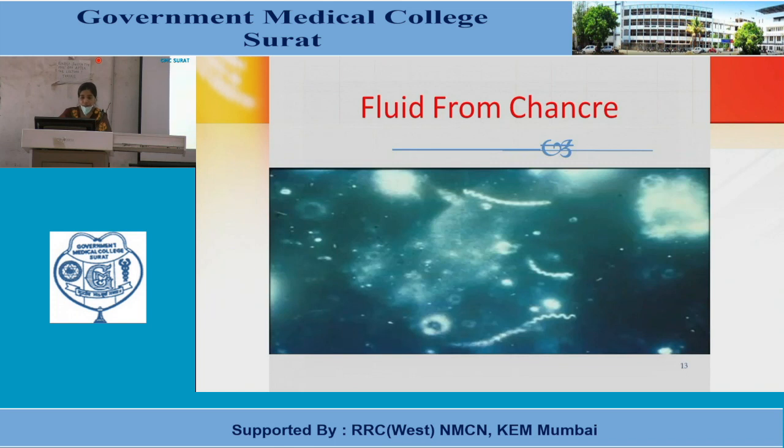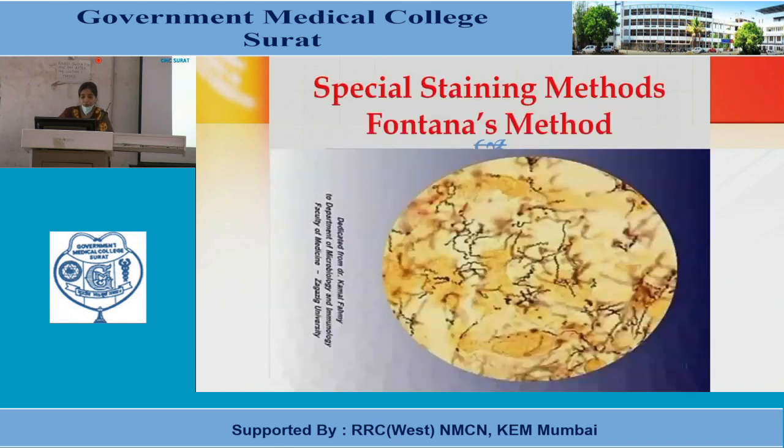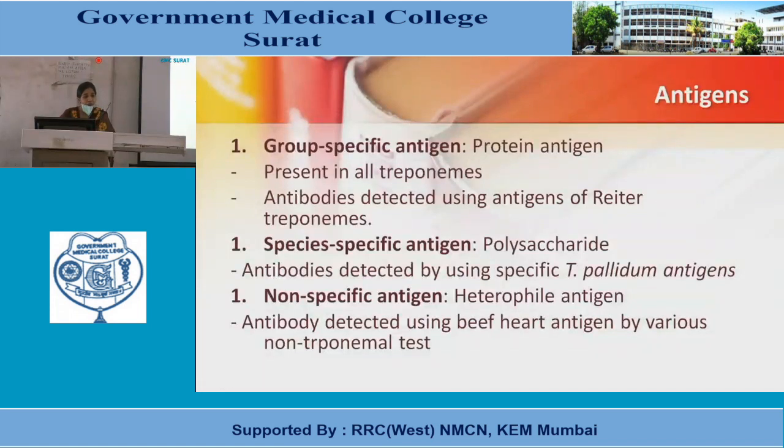These are the same. These are examples of a special staining method, the Fontana method. Now, antigens: there are 3 types of antigen. One is the group specific antigen, which is protein in nature. They are present in all treponemes, and the antibody is detected using this antigen of the Reiter's treponemes.